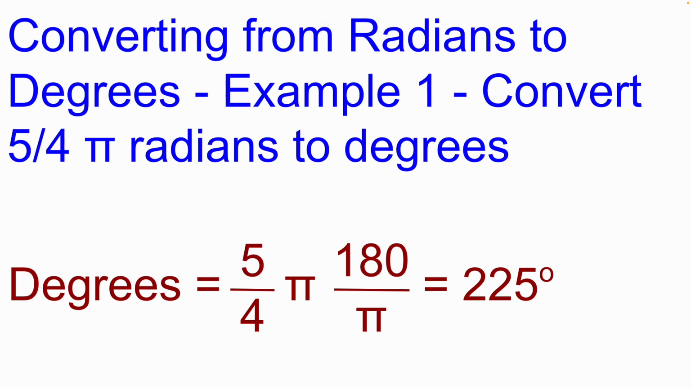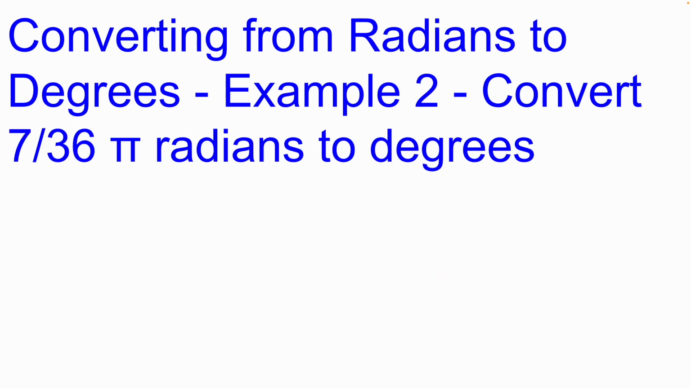I'll show one more example of this. You can do it. This is a nice amount of radians that's on your circle. You can do it with crazy amounts though too, like 7 over 36 pi. You can convert that from radians to degrees.